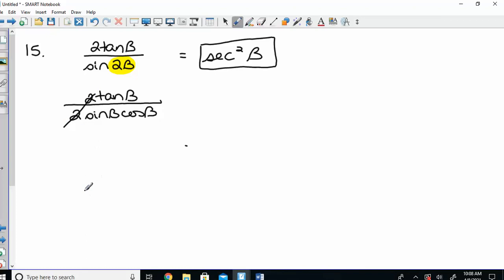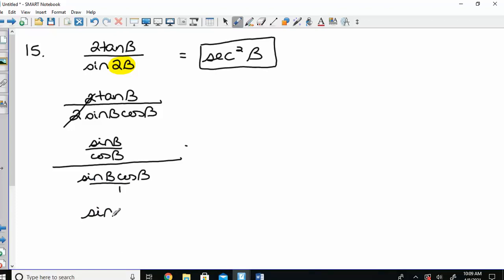My 2's drop. What should I do with my tangent? So that's sine b over cosine b all over sine b times cosine b. This is just over 1. So like on the last problem, to divide fractions, we flip and multiply. Make sure your work is easy for me to follow. Don't work down and then up and all over the place. Make sure I can tell how you get from one step to the next.